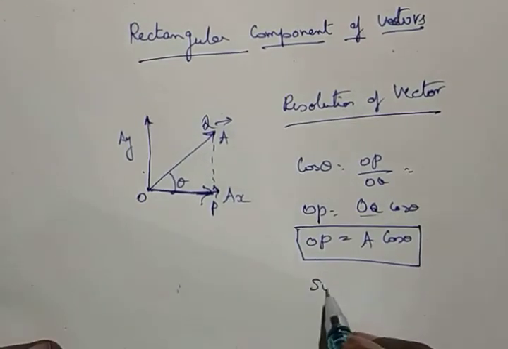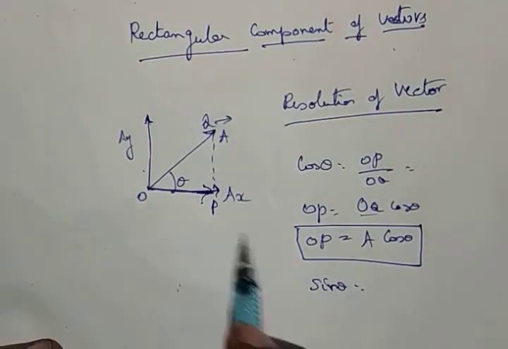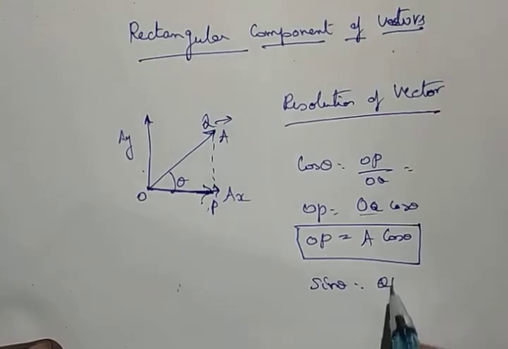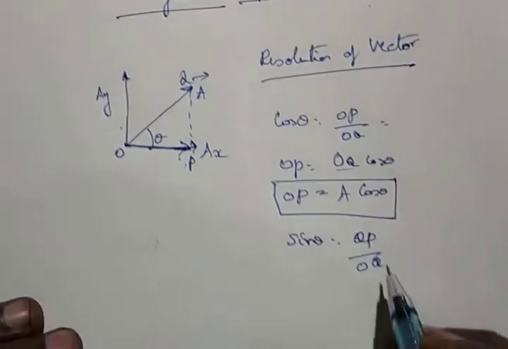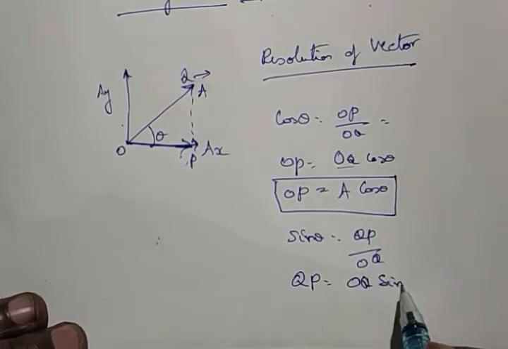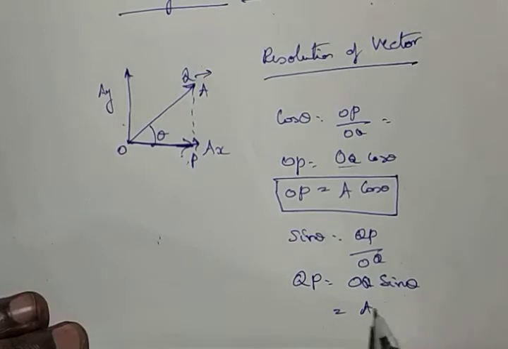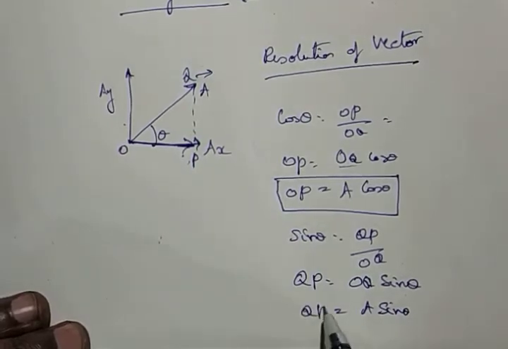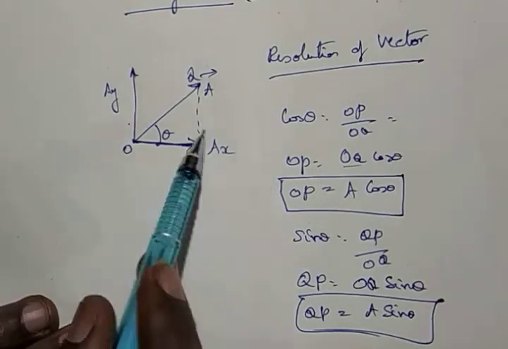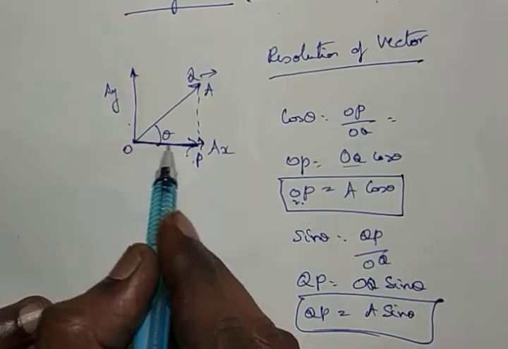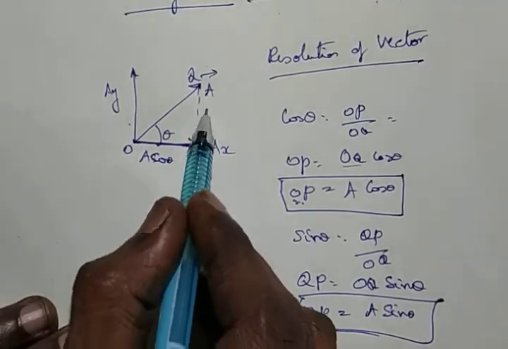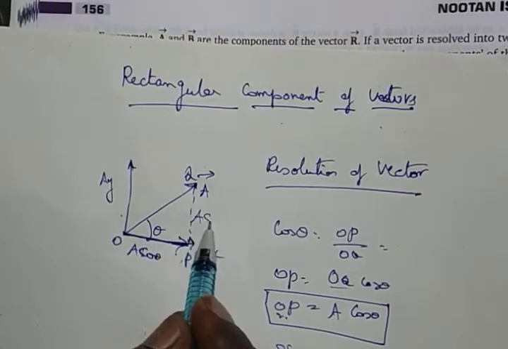Similarly, what is sine theta? Sine theta is equal to perpendicular QP upon OQ. So QP is equal to OQ sine theta, that is A sine theta. We know these two things. Now let us put this in the diagram here. This part OP is called A cos theta, and this part is called A sine theta.